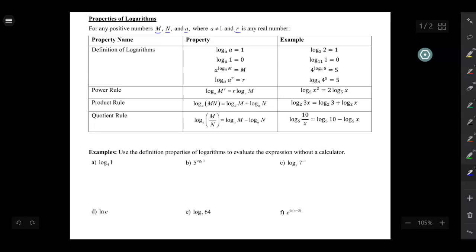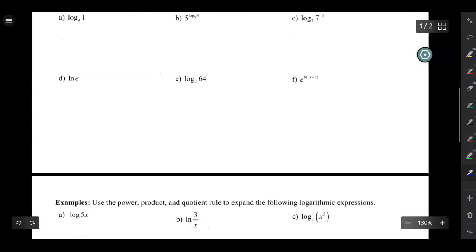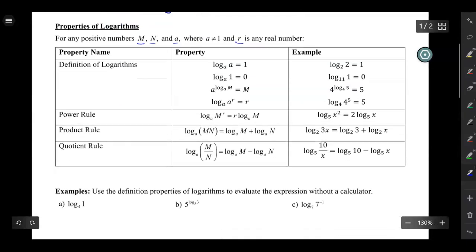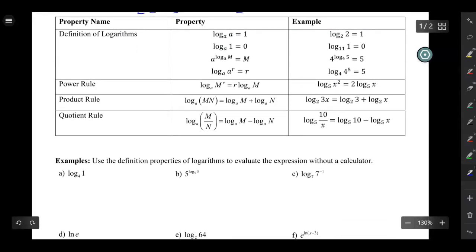Okay. There's 4 different types of properties we're going to review, or we're going to learn. The first are properties that are based on the definition of logarithms. And some of these we've already talked about. So the first one is that log base A of A is equal to 1.